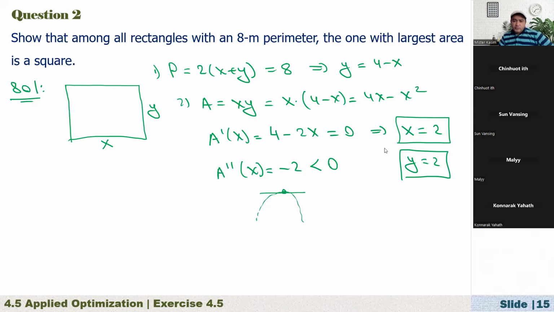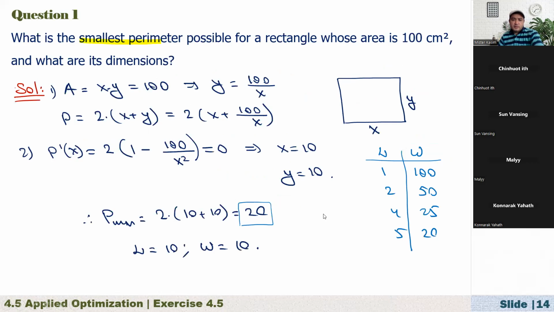10 plus 10 times 2, 40. Okay, I'll correct this one. 40, right? Thank you. It is 40.